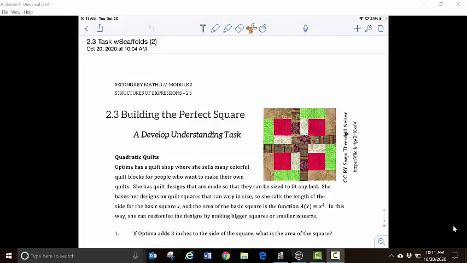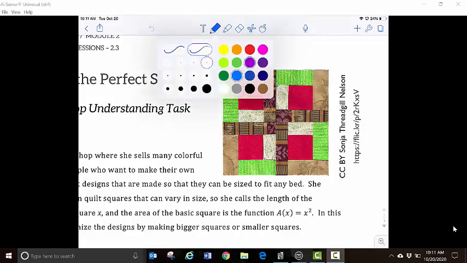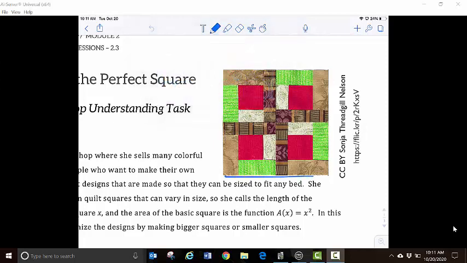All right, Optima has a quilt shop where she sells many colorful quilt blocks for people who want to make their own quilts. She has a quilt design that can be sized to fit any bed. She bases her designs on quilt squares that can vary in size, so she calls the length of the side of the basic square X. So if this is a basic square, this is size X, okay? And then the height is size X.